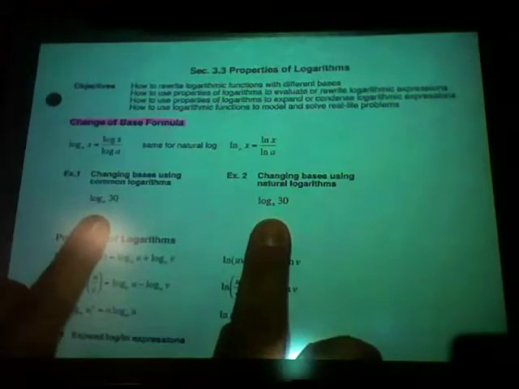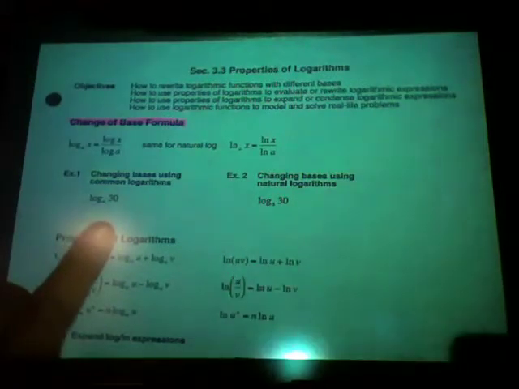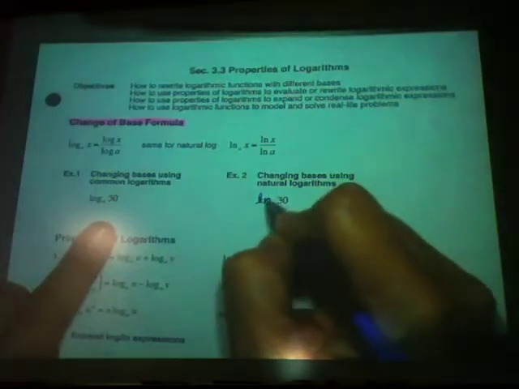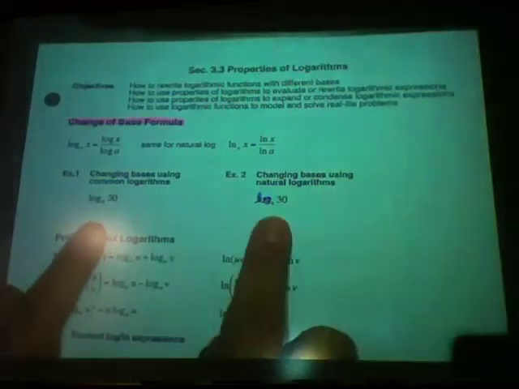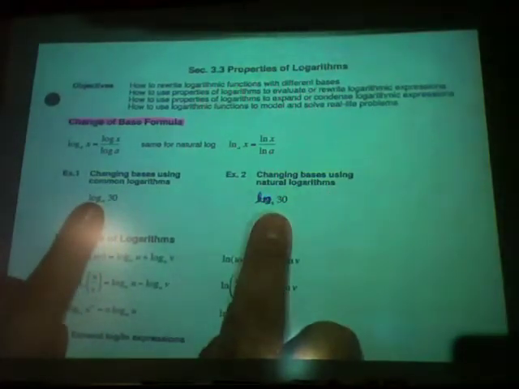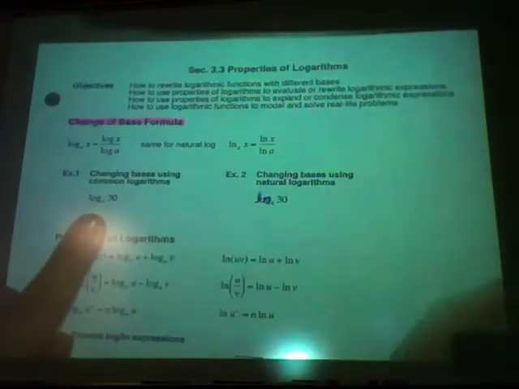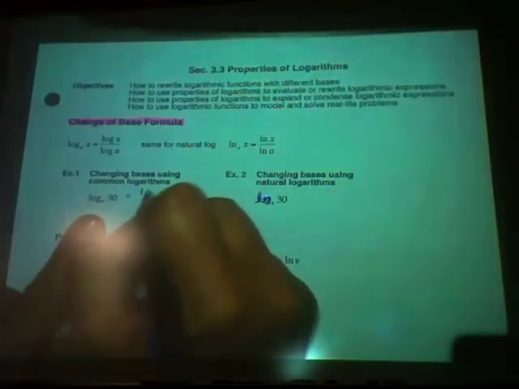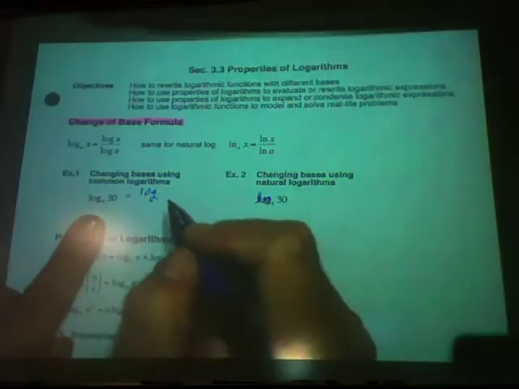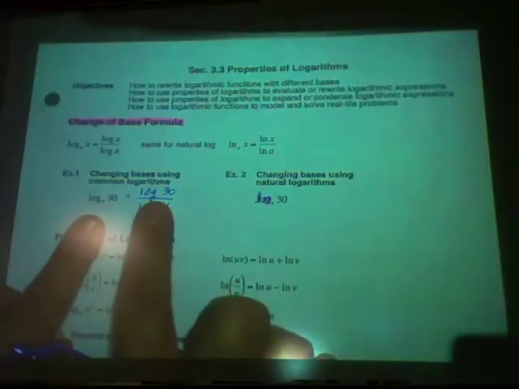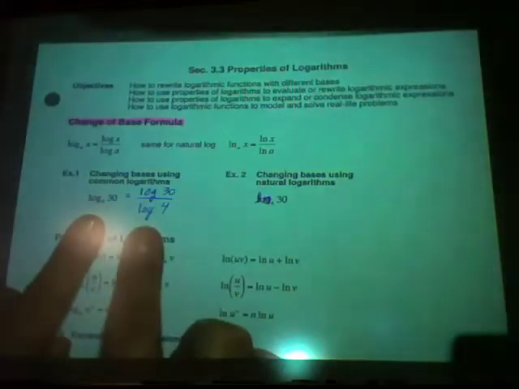This is supposed to read natural log down here. They look exactly the same, but this is log and this is natural log. So we're going to explore it here for a minute. Let's find this one. This would be log of 30 divided by log of 4, which assumes log base 10 of 30 divided by log base 10 of 4.